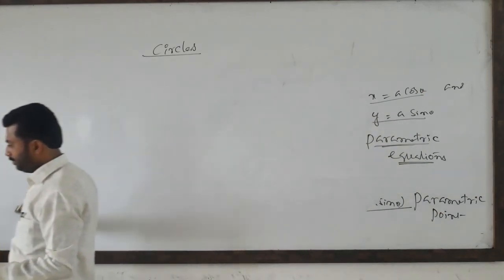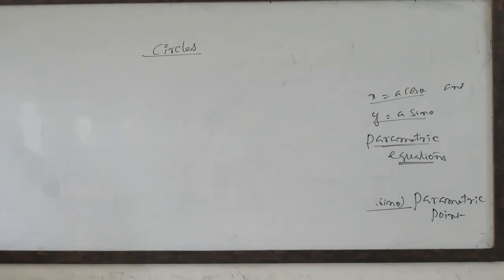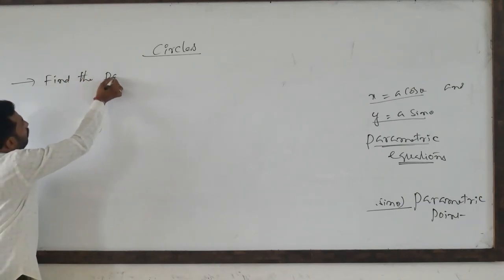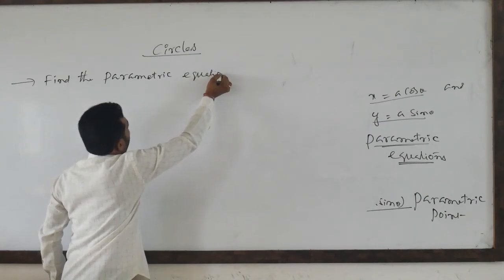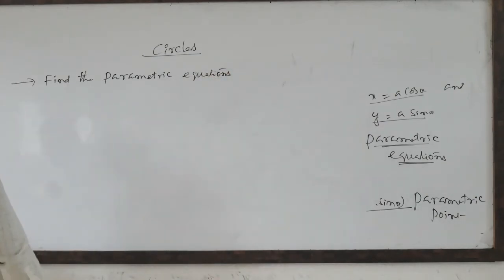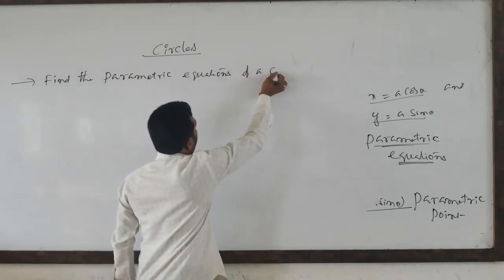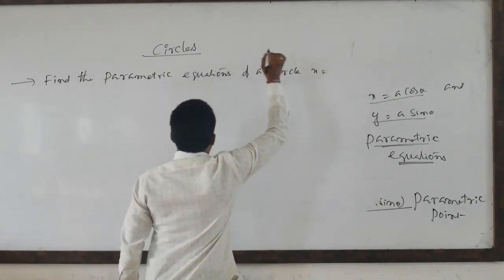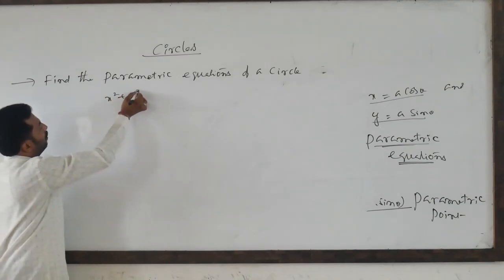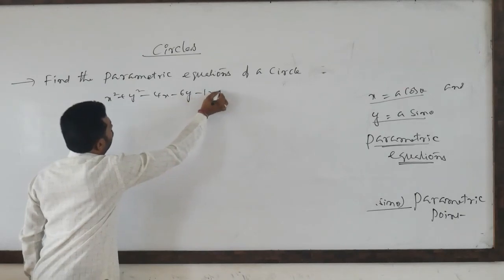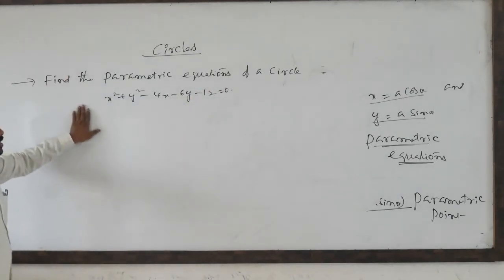One question. Find the parametric equations of the circle x square plus y square minus 4x minus 6y minus 12 equal to 0. For this circle, parametric equations we have to calculate.